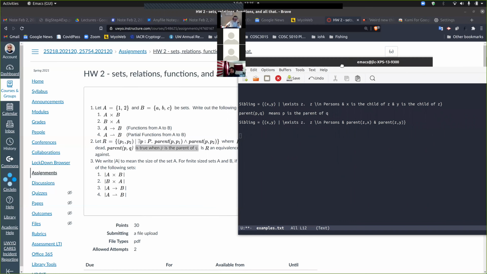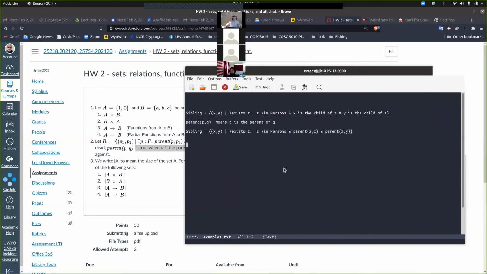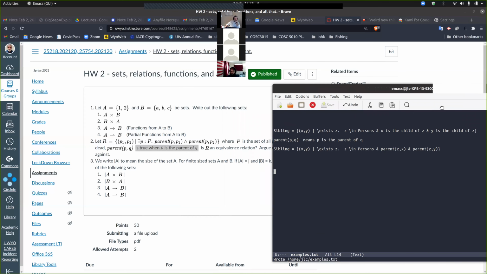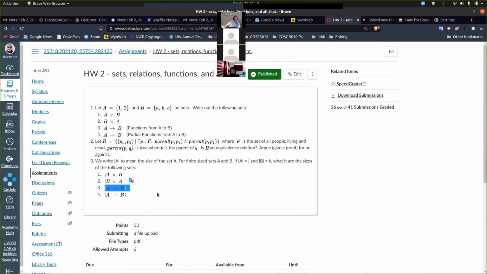Okay. Any questions? I have a question about number 3, the A arrow B, the function one. So I'm not sure what you're asking for. Are we supposed to make a function that relates A to B? You had to do that up here in problem 1, number 3.